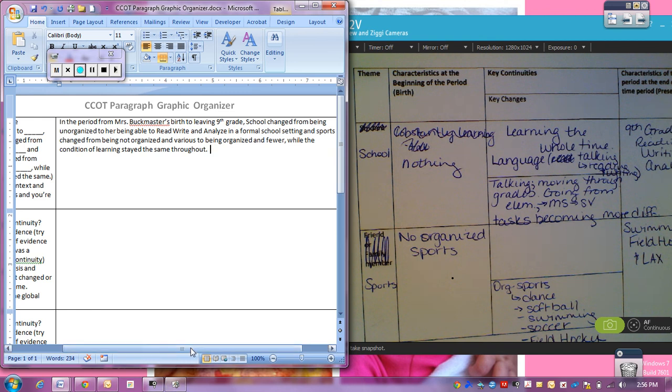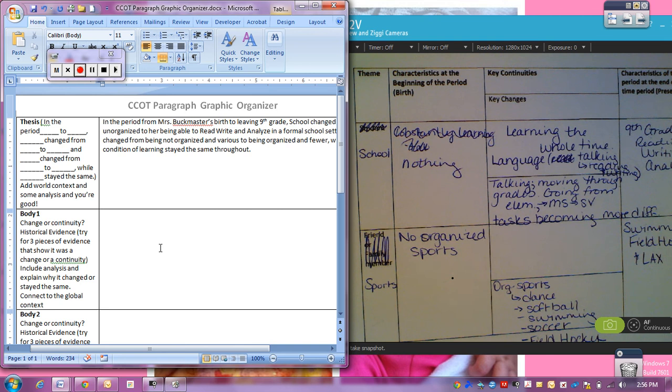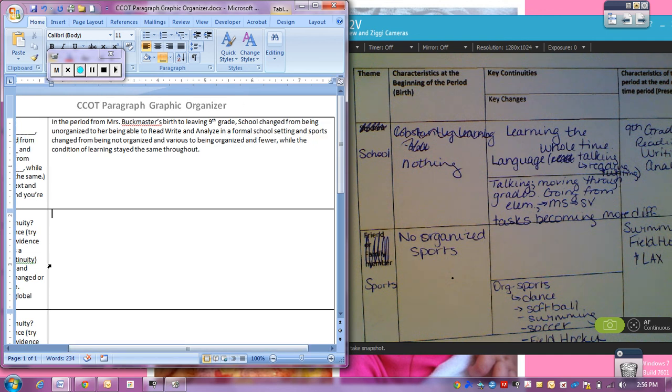And then what I'll do is I'll pick my first body paragraph, I'll pick whether it's a change or continuity. So say I want to talk about, if I look at my topics here, it says I'm talking about school. So let's talk about a change in school. And then I'm going to give my evidence about that. And I'm just typing evidence a couple of times so you get the hint. And then I'm going to talk about why this change occurred. And same thing here, why this change occurred.